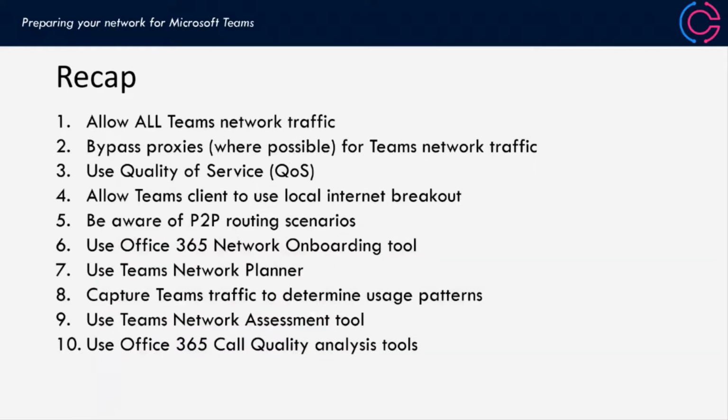And that's the top 10 really. So I'll just recap. We've got allow all Teams network traffic using Microsoft URLs that they've provided, bypass proxies where you can, implement QoS where you can, allow Teams to use local internet breakout, don't funnel it down a centralized internet breakout or through a VPN. Be aware of any peer-to-peer routing scenarios that you may encounter, so things like SD-WANs. You don't want that traffic routing across an SD-WAN. You'd much rather have that traffic break out of the local internet connection.